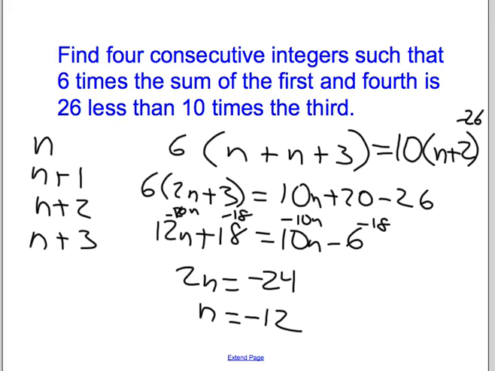So if n is negative 12, n plus 1 would be negative 11, because you're adding, so negative 10, negative 9. Sometimes it's a little easier if I'll just get through it and quit talking.